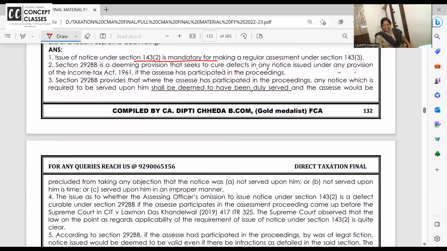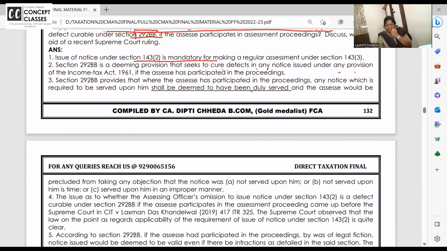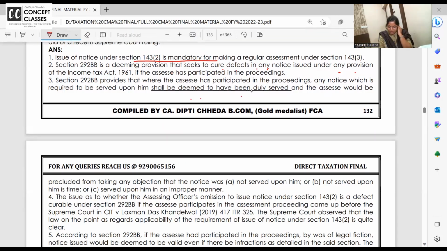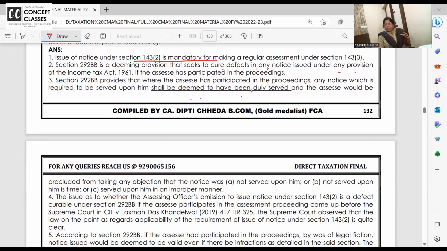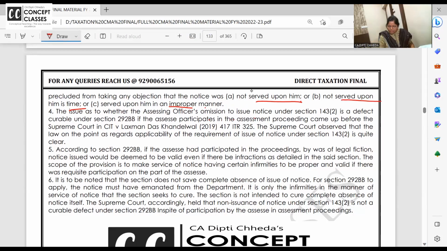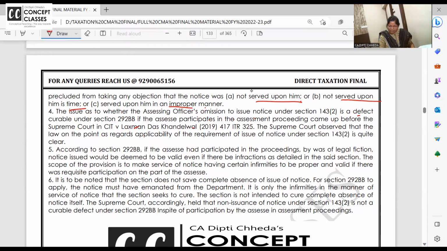292BB provides that where the SSA has participated in the proceedings, any notice which is required to be served shall be deemed to have been duly served and shall be precluded. If it is not served upon him, not served on time, not served in proper manner. Issuance as to whether the AO's omission to issue notice is a defect curable.